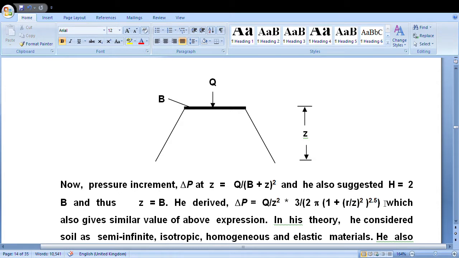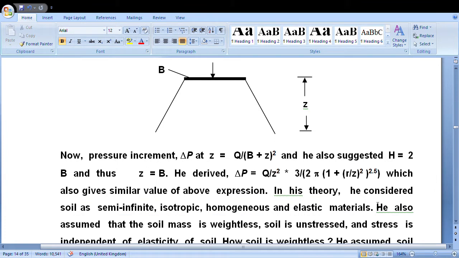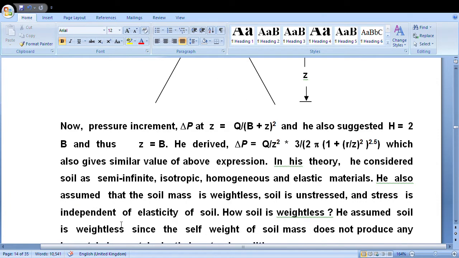These are all available in standard textbooks for UG and PG courses, and also given in some codes. In his theory, he considered the soil as a semi-infinite, isotropic, homogeneous, and elastic bed. He also assumed that the soil is weightless and unstressed. Stress is independent of the elasticity of the soil.